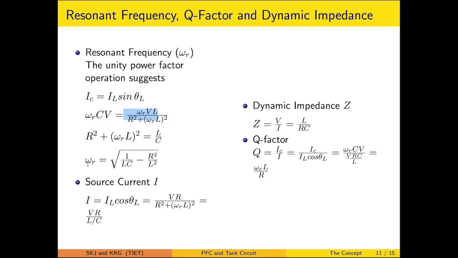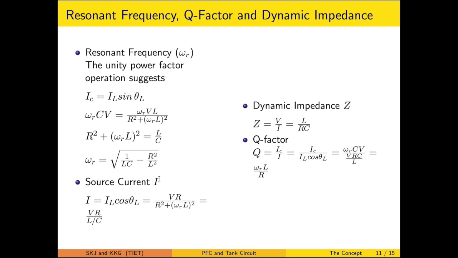Both are equated and that particular is resulting into the omega r. So omega r is equal to the square root of 1 upon LC minus R square upon L square. Now if, say, the resistance value is small, so R will be approaching 0, and the omega r is reducing to the level of root 1 upon LC. So this particular is the same resonant frequency that we achieved in the series resonant circuits and the parallel resonant circuits. But this is possible only when the R is approaching 0.